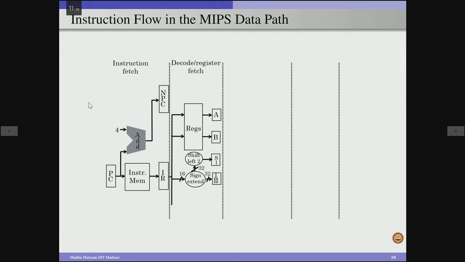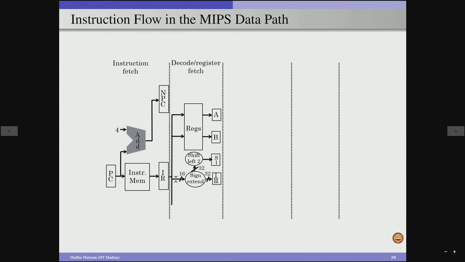And next, based on this IR, we take the contents of the IR and give it to the instruction decoder, and the instruction decoder is going to decode what is the type of instruction, what are the destination addresses, and what are the source addresses for the operands. All these things will be performed here by using a decoder, and we index into the register file to read the register contents, and these contents will be stored in temporary registers A and B.